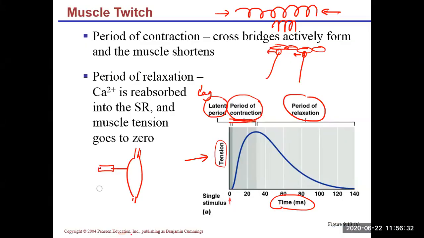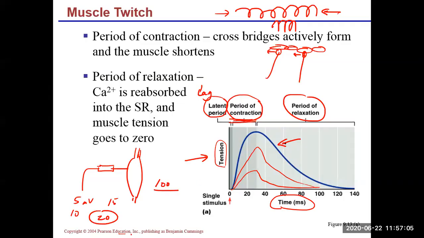So if I zap this muscle, for example, with, let's say, 5 millivolts, you might see something like that. If I zap it with 10 millivolts, you might see something like that. If I zap it with 15 millivolts, the twitch is getting higher and higher and higher. But if I zap it with 20 millivolts, let's say I'm getting this. If I zap it at 100 millivolts, I'm still getting this.